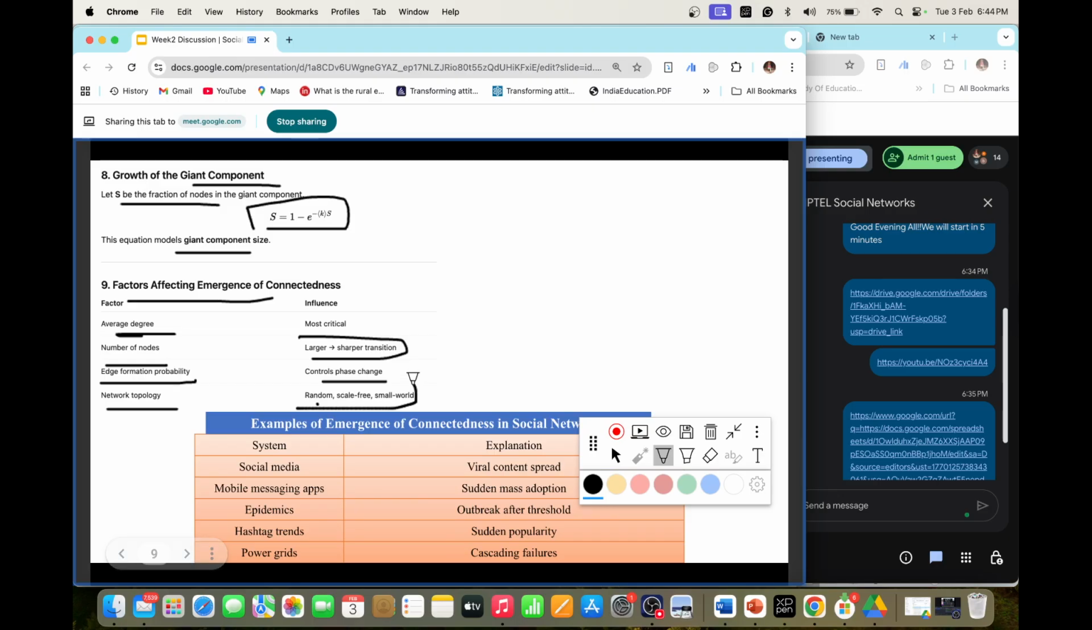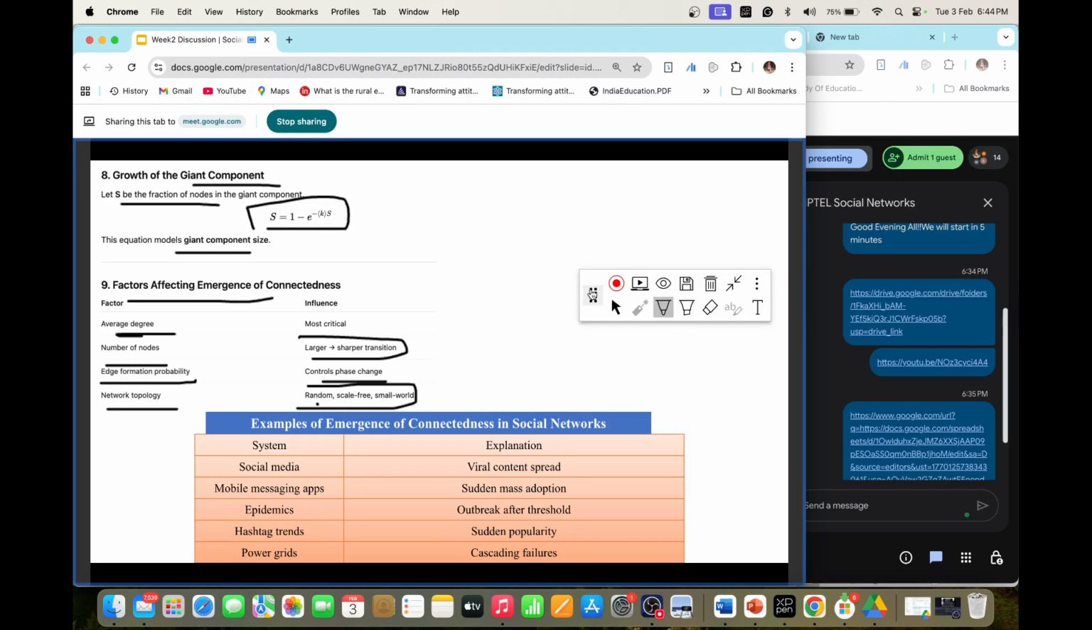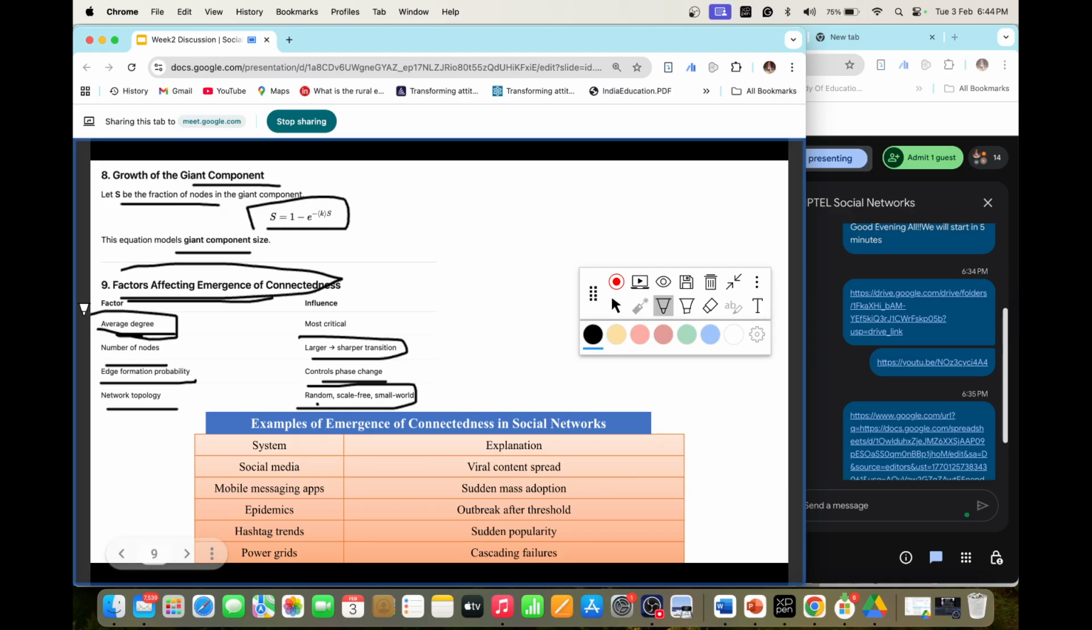So these are the different types of network we have discussed. There can be a random network, a small world network, a scale free network, and any other type of network. So these are the factors affecting the emergence of connectedness. The most important factor is the average degree. Then you have the number of nodes, the edge formation probability, and at last the network topology.